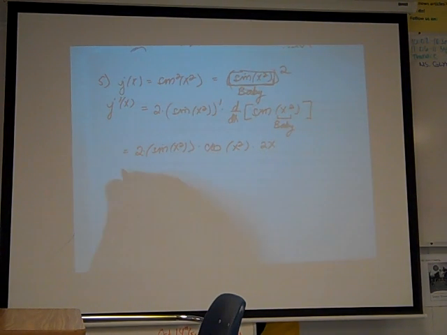You could clean that up a little bit. 2 times this, times that, times that. It's multiplication. Multiplication is commutative. I can do the 2 times 2x to get 4x, sine of x squared times cosine of x squared. That is a fabulous derivative.